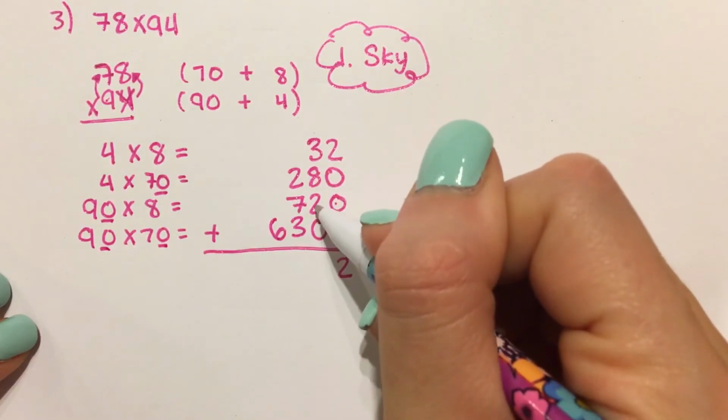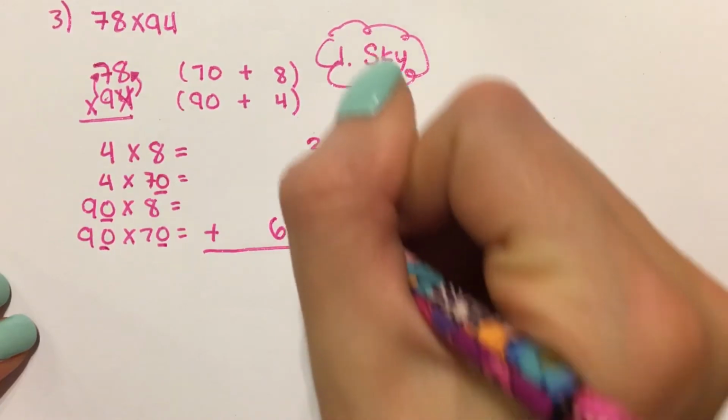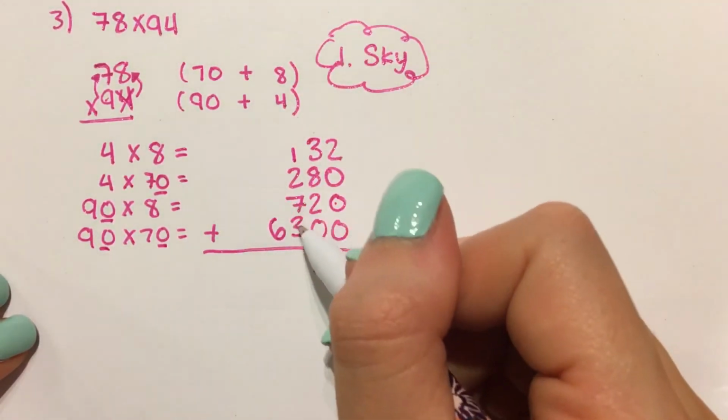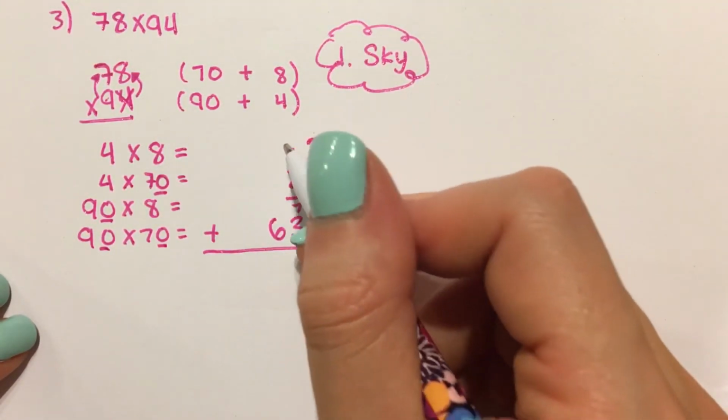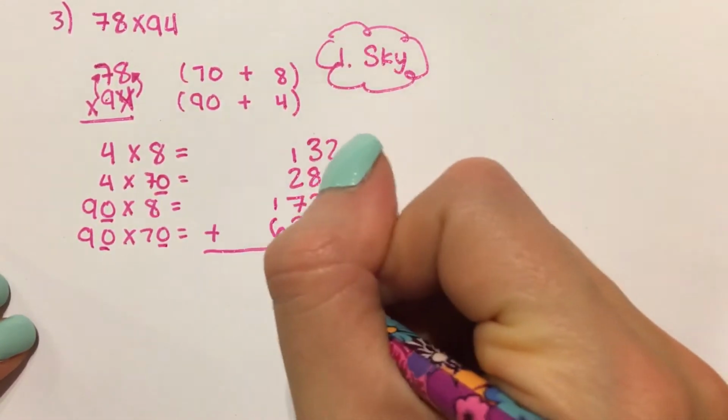Let's see here. 0 plus 2 plus 8, that gives me 10. Plus 3 gives me 13. Put your 3. Carry your 1. 7 plus 3 gives me 10, 11, 12, and 13. Put your 3, carry your 1. 6 plus 1 gives me 7.